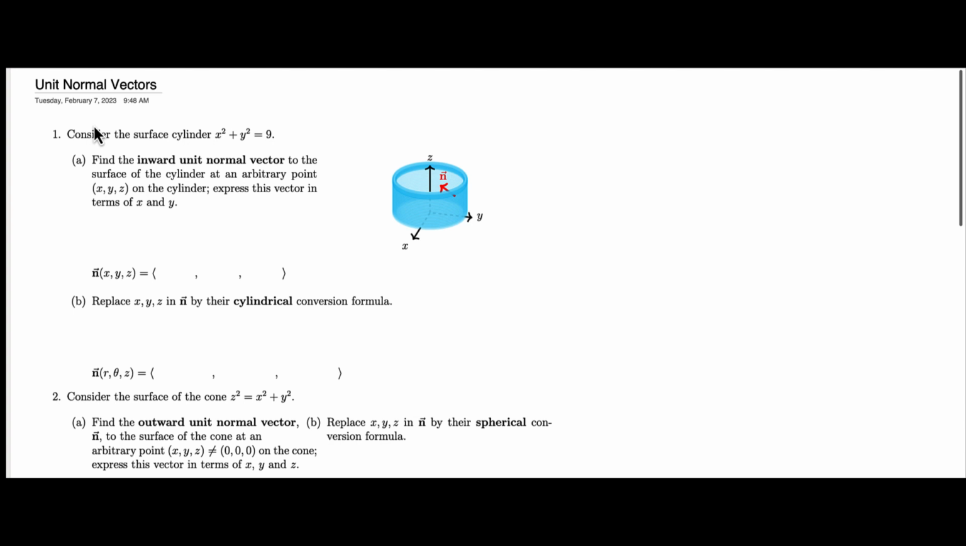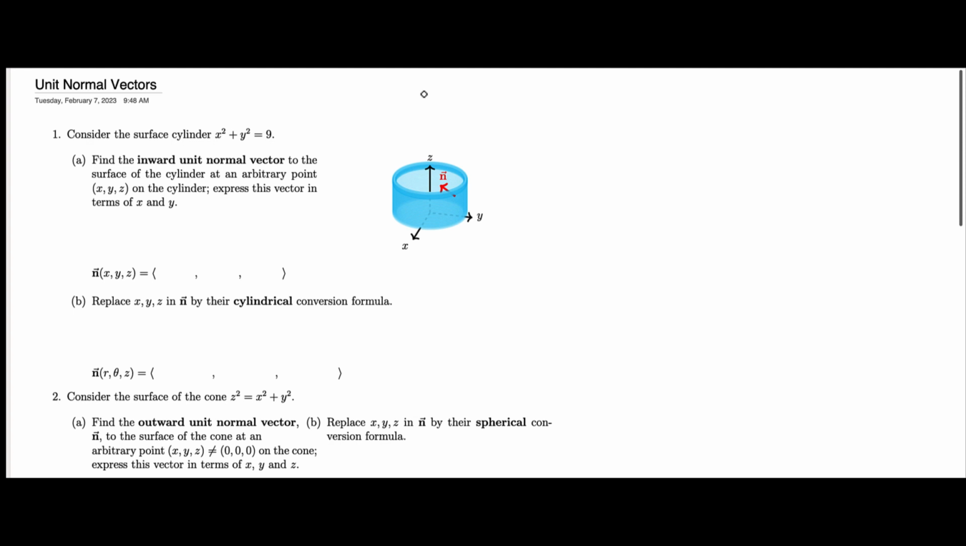And then the second part is asking to replace all the x, y, z in n with their cylindrical conversion formula. One thing that I want to mention, it makes sense that we can actually define an inward unit normal vector to the surface everywhere. And just something that we talk about later in the semester, but at this point you can see that visually, or that this is something inquiry-based, basically.